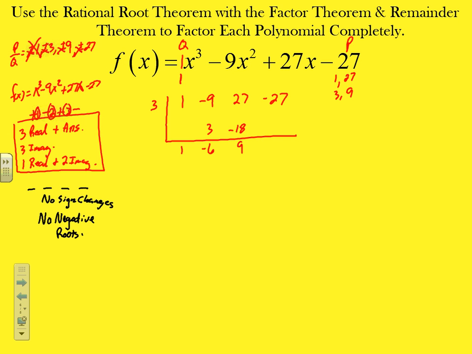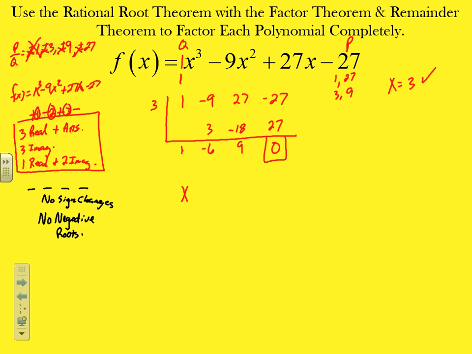And then 3 times 9 is a positive 27. So here is our first solution. So we know that x equals 3 works. That is our first solution. Now, we can continue doing division with the 1, the negative 6, and the 9 with the other numbers that we still have. But this is a simplified polynomial.